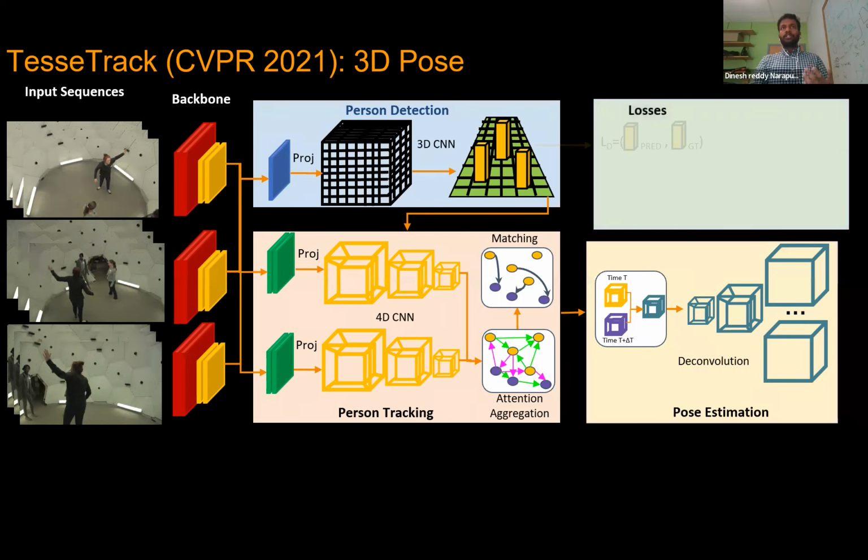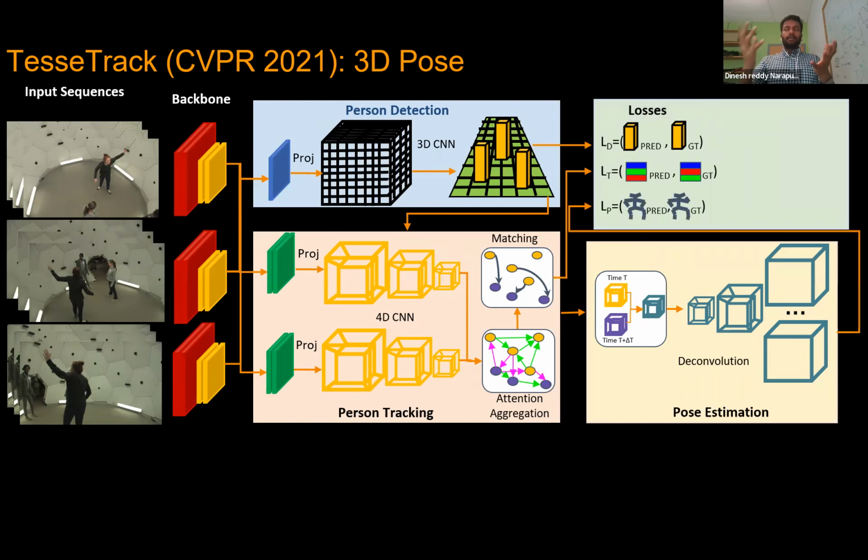So we have 3 losses to train this. Given the input, we compute the detection loss, then the tracking loss, and then the pose estimation loss. So using this method, we are able to get very accurate 3D and 4D reconstruction of objects.